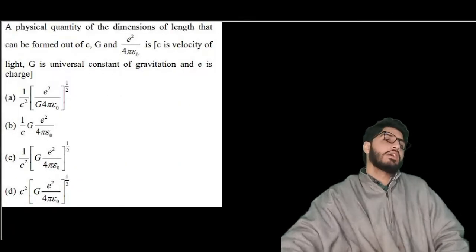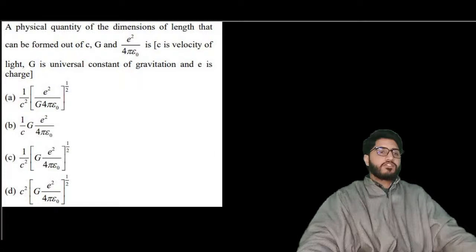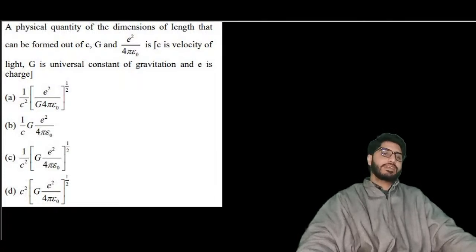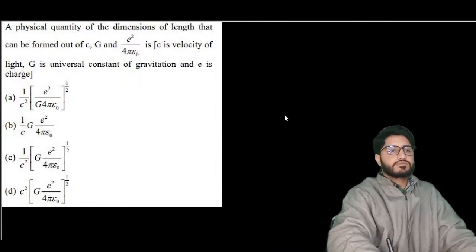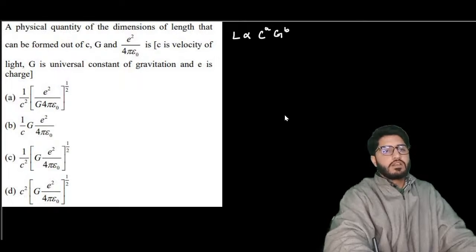Okay, one more. A physical quantity of the dimensions of length that can be formed out of c, G, and e square by 4 pi epsilon naught is. So we have to derive it, basically an application of dimensional analysis. It's stated that it is only length. So length is proportional to c power a, G power b, and e square upon 4 pi epsilon naught power c.